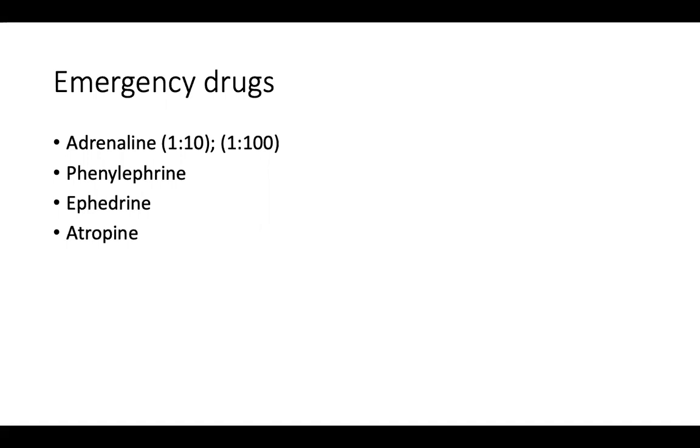So how do you do that? You take 1 amp of adrenaline, dilute it to 10 mils, then you're going to have 1 in 100, which is 100 mics per mil. You take 1 mil from that, you add it to a 10 mil syringe, and you add 9 mils of saline, then you're going to have 1:10, which is 10 mics per mil, which is what you want for a pediatric patient. So in case of a cardiac arrest, the dose is 10 mics per kg.